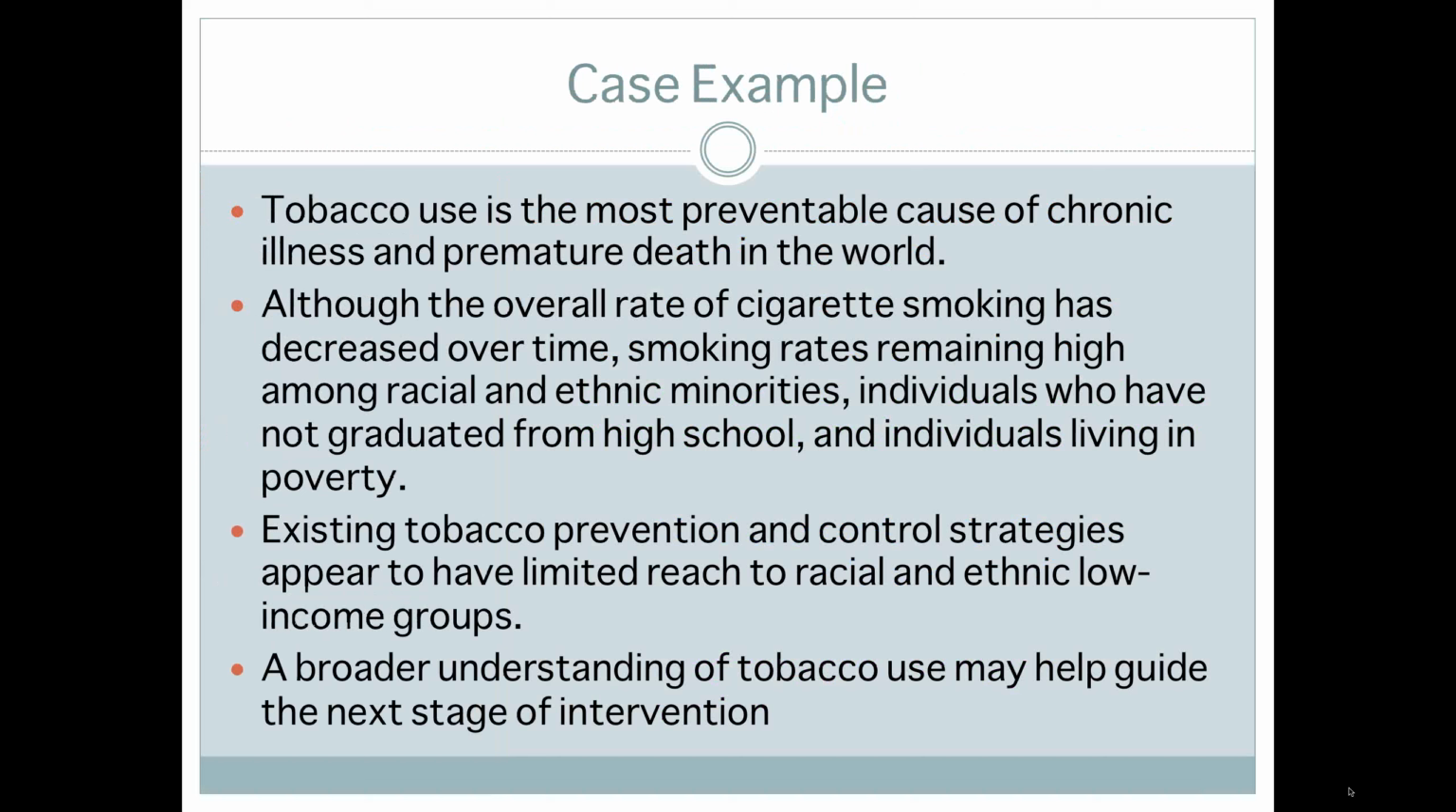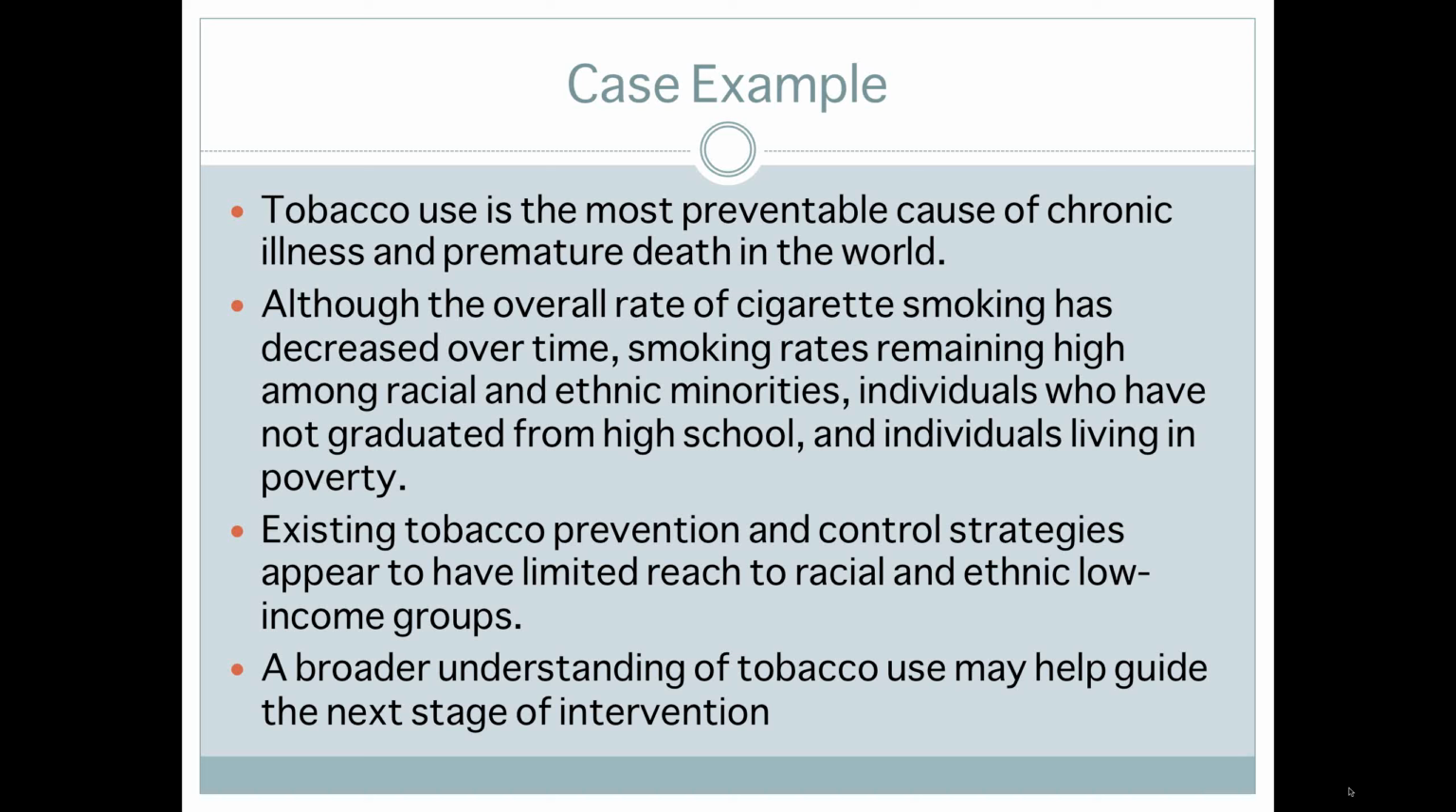I wanted to give you an example of using the social ecological model for a case. And so I'm picking a case that involves tobacco use, since tobacco use is the most preventable cause of chronic illness and premature death in the world. And so in this case, we want to see how far we have come with our actions to prevent and reduce tobacco use, and then explore how the social ecological model can help us improve and enhance our current strategies.